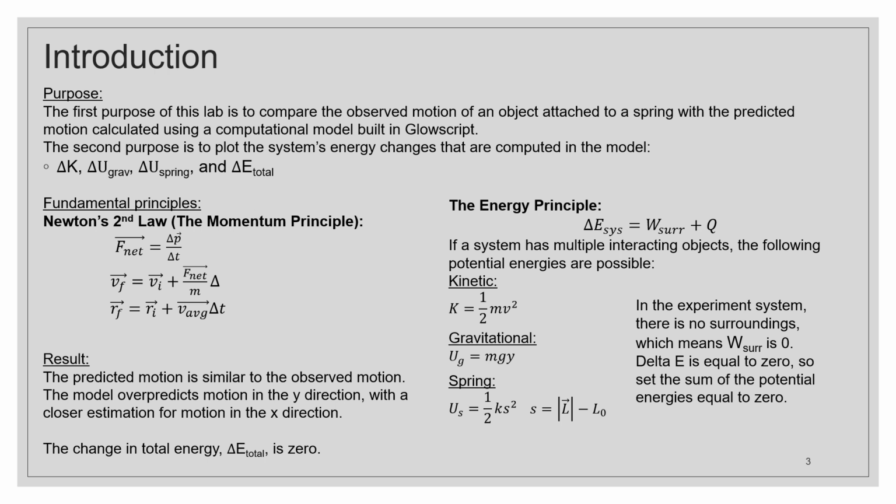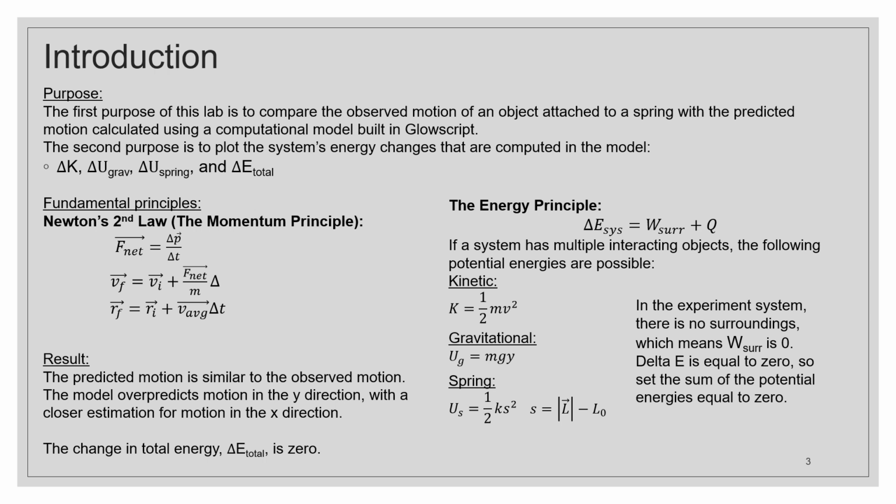Secondly, the energy principle states that the change in energy of a system is equal to the work done on the system by the surroundings plus the transfer of thermal energy between the system and the surroundings. In the experiment system, there are no surroundings because the system is the spring, the object, and the earth. They interact with each other to give rise to energies like the kinetic, gravitational, and spring potential energy. W surr is 0, so the sum of the energy changes is equal to 0.